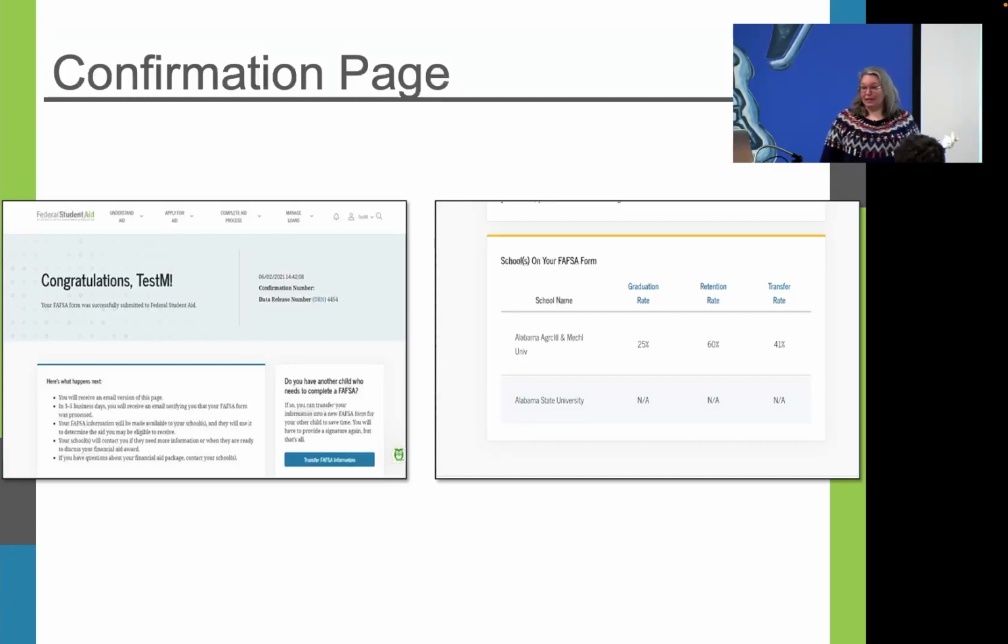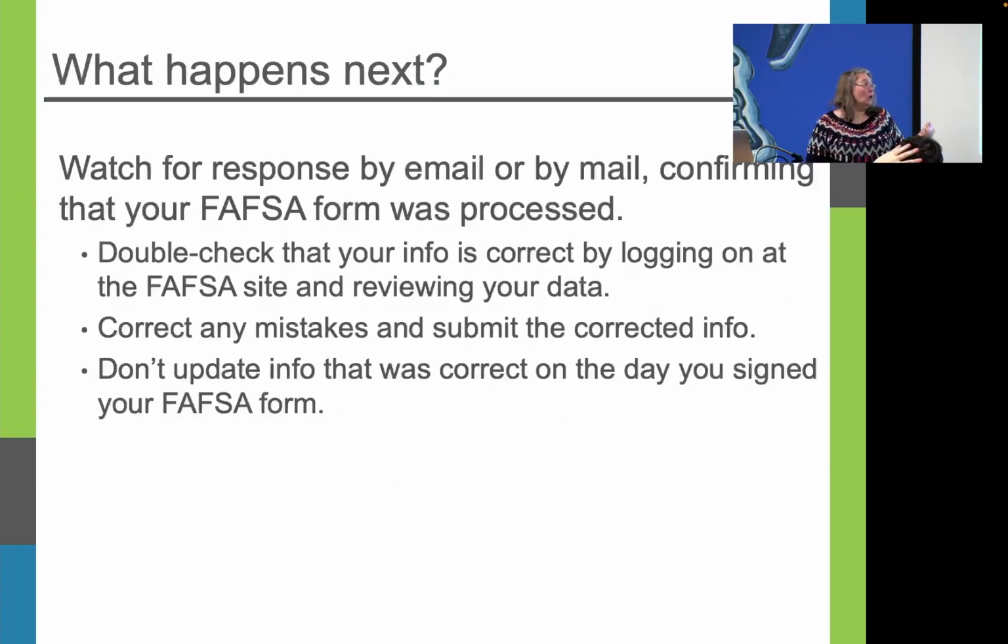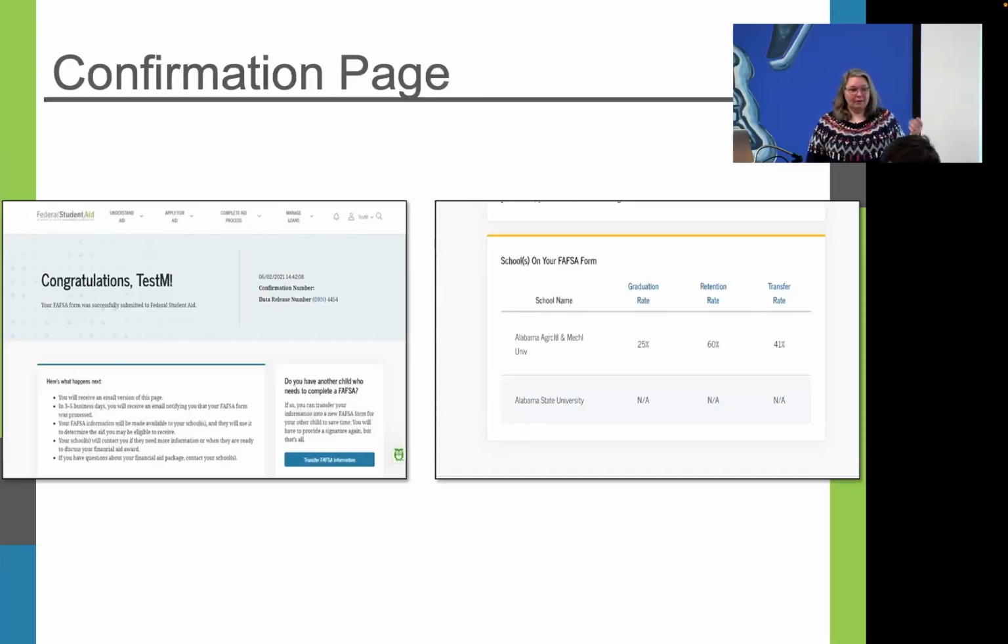It'll tell you what happens next. You will get a confirmation email. It will also tell you on this page what your expected family contribution is, and if you're eligible for a Pell Grant, it will tell you that as well, and about how much of a Pell Grant you're eligible to receive. Also, if you have siblings that are in college, right here it will give you the option to transfer that information to the other FAFSA so that the parental information does not need to be added twice.